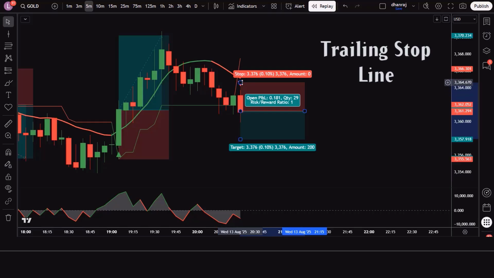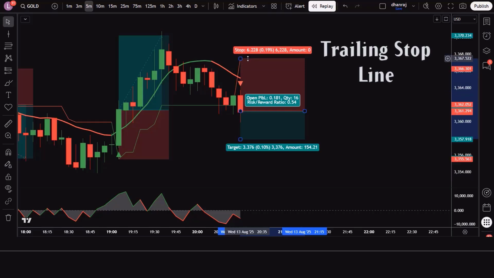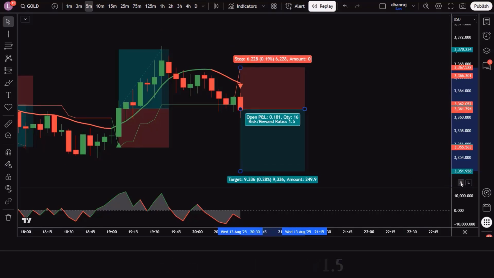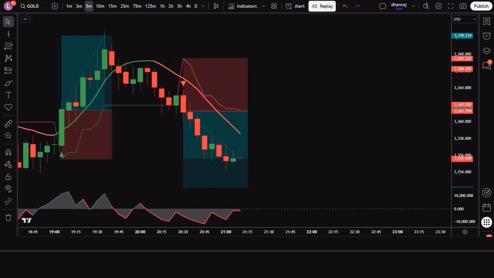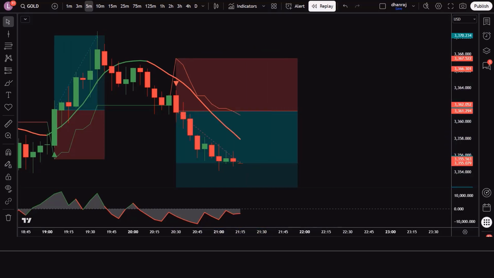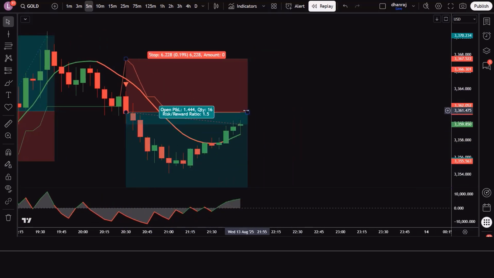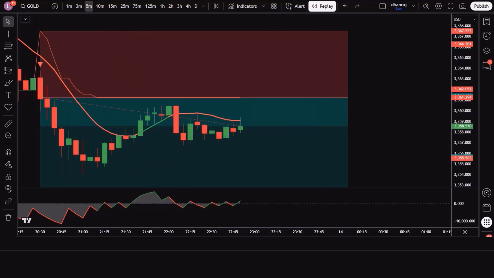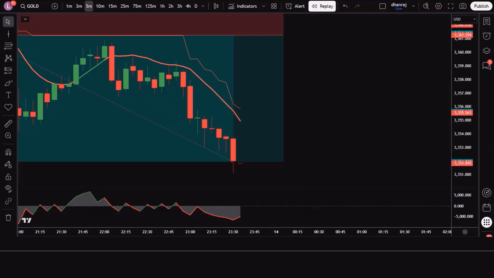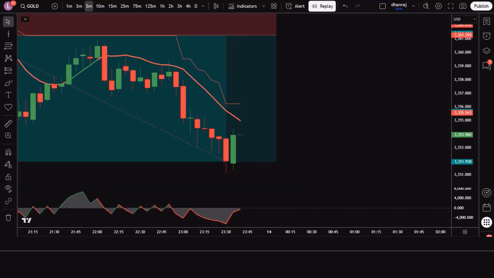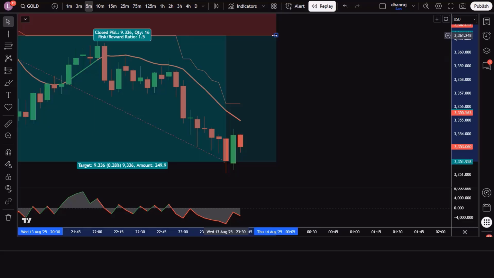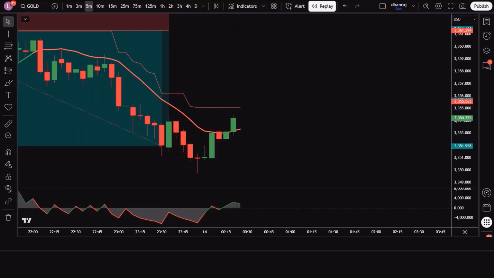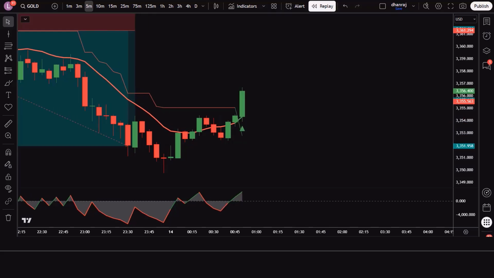Our stop loss is to be placed at the trailing stop line. And the risk to reward ratio will be 1:1.5. Let's see what happens to our trade. Our trade is running in profit. We have won this trade. Let's find the next trade. We have got the signal.